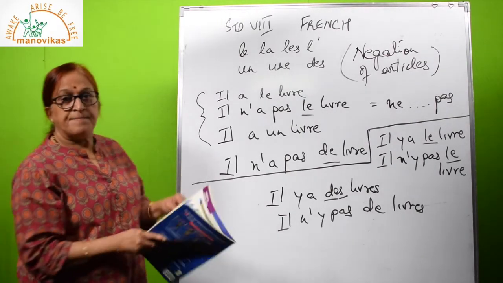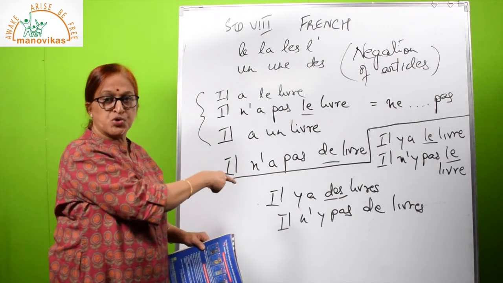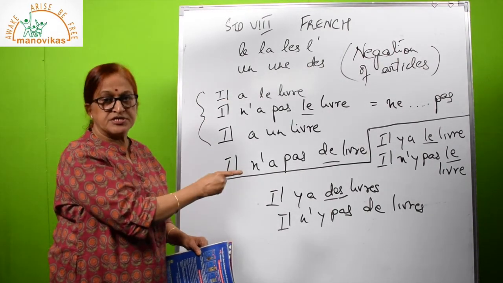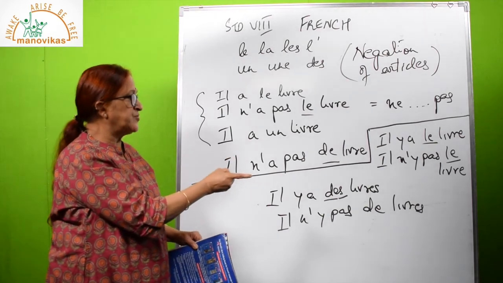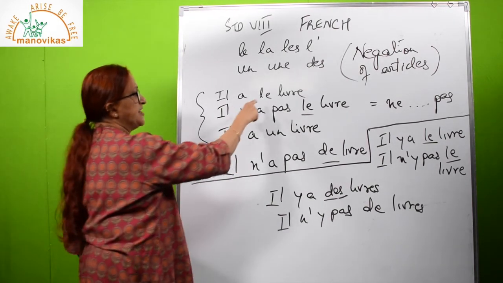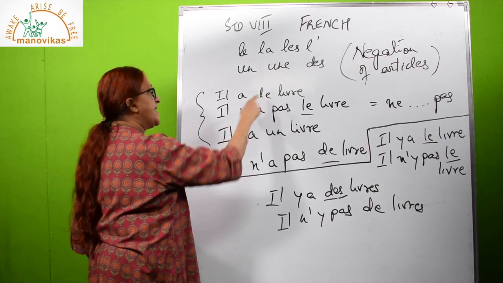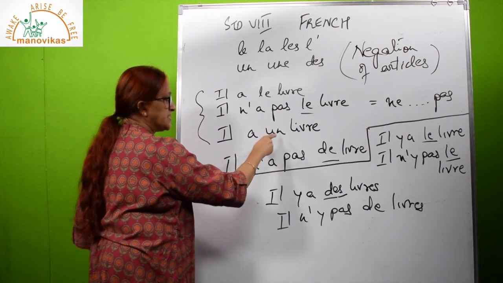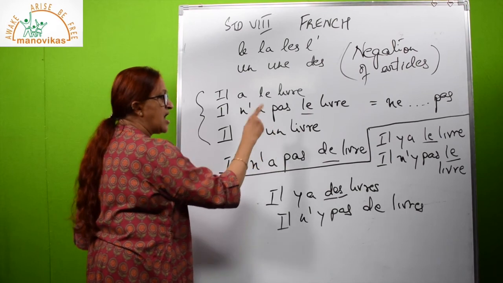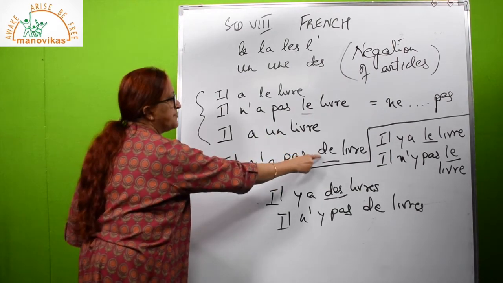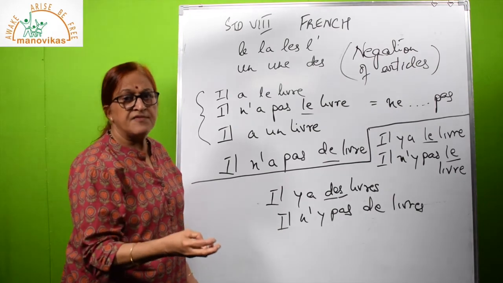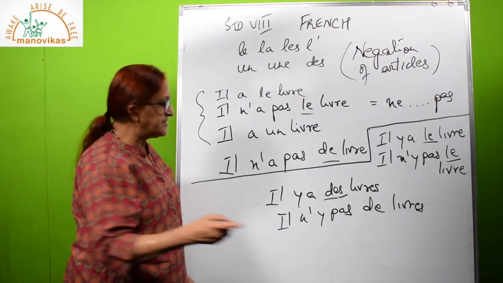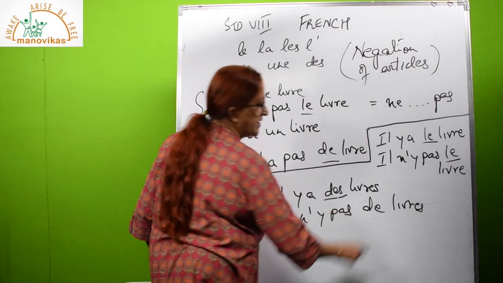Please copy this rule on your notebook, and it is very important. Don't get confused. You only see whether we have used a definite article. Then in negation, definite article remains the same. If we have used an indefinite article, you, une, des, all become de. Whether it is un, or whether it is des, they will all change to de only.